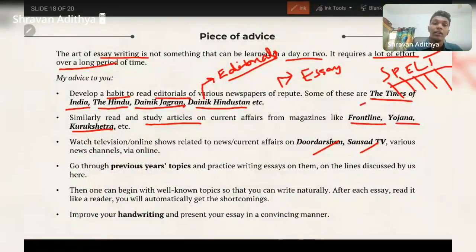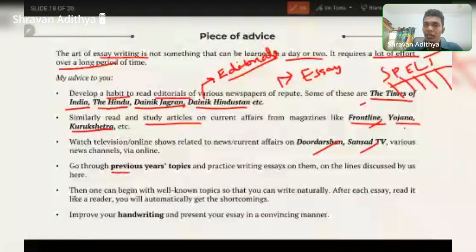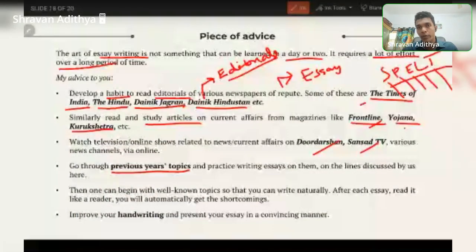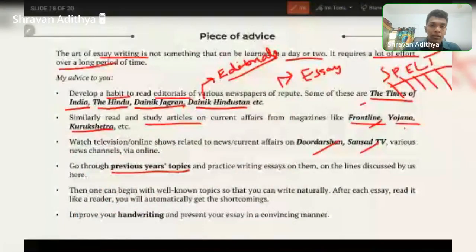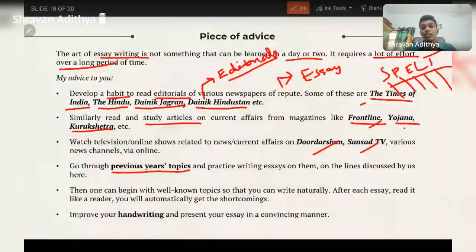Read Frontline and Yojana, and you can also watch debates. More importantly, you have to go through previous years' topics. For the essay, look at what the trend is. What is UPSC asking, and why did they ask that? Was it something that happened very recently? For example, they could ask a question about NEP, the National Education Policy, in your essay. In 2020 it was a very famous topic. So what is the burning issue right now? You can expect questions from that.